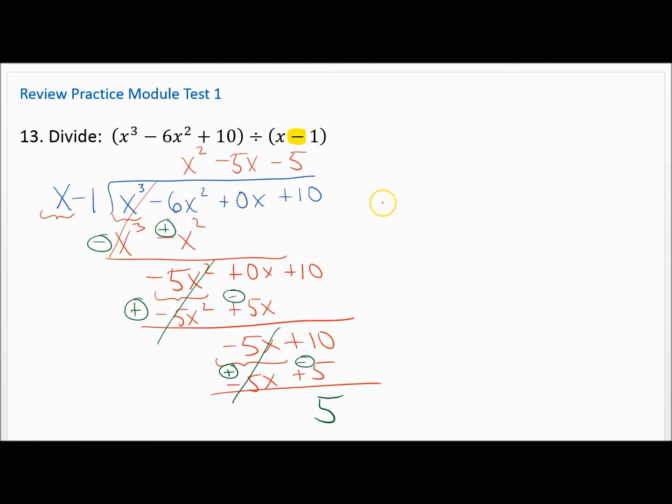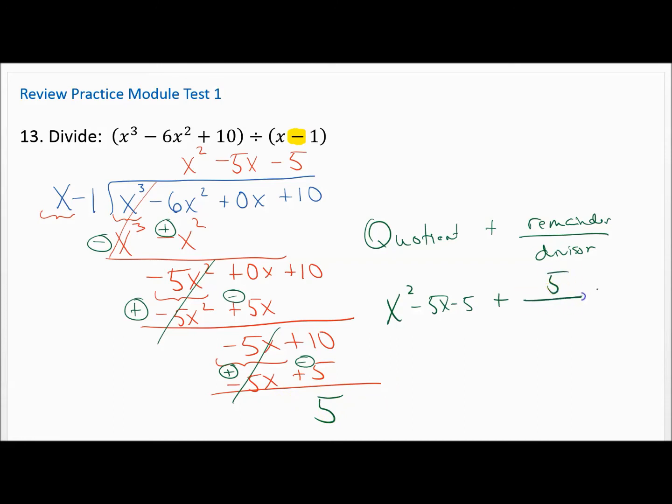Now, how do you write in your answer? Your answer is always quotient plus remainder in the numerator divided by the divisor in the denominator. Okay, so our quotient is x squared minus 5x minus 5 plus the remainder, which happens to be a positive 5, so I just put a plus 5 up there. Our divisor is x minus 1, and that is our final answer.